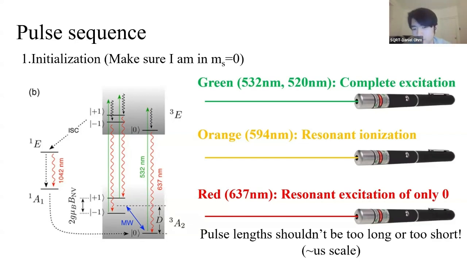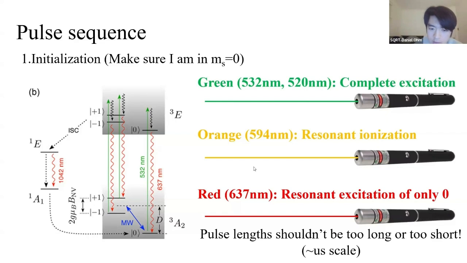Now, for more specialized applications, you might use what's called an orange laser, which is the resonant ionization wavelength. This hits the NV center with light, but it also sometimes ionizes the NV minus state. So you have to be careful. Part of your NV minus actually turns into NV neutral once you hit it with an orange laser. The reason for this is that this is the exact resonant ionization wavelength you need to ionize the NV center.